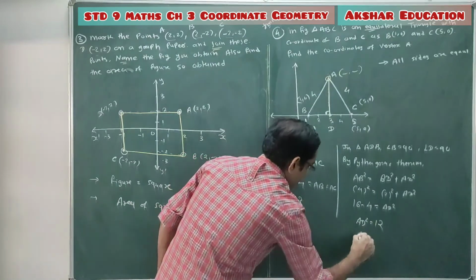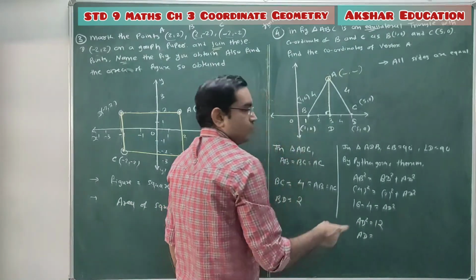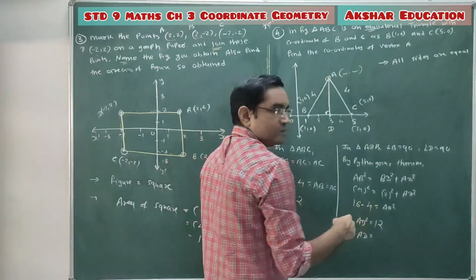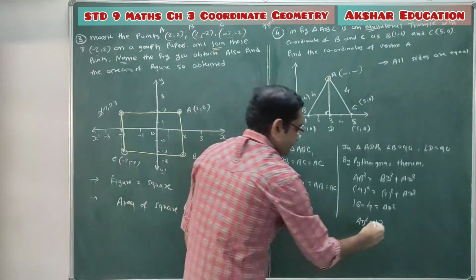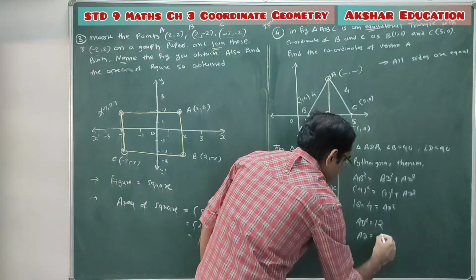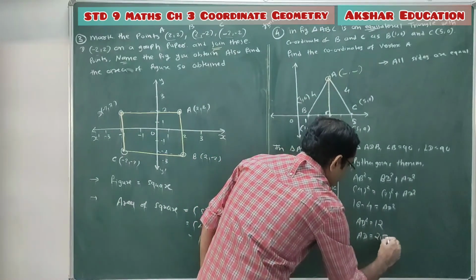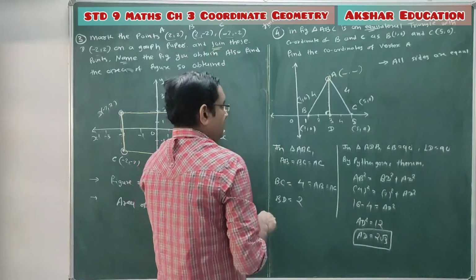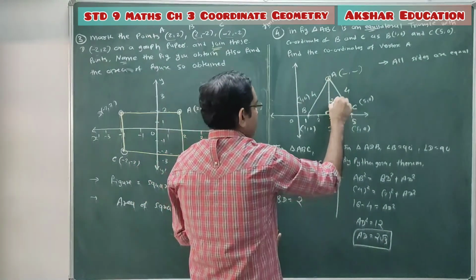Taking the square root of this, it will be plus or minus, but we have to consider only the plus sign because AD is the length of a side, and the length of a side will always be positive. So the square root of 12 is the square root of 4 into 3, so it's 2 root 3. The length of AD is 2 root 3. So this perpendicular length is 2 root 3.